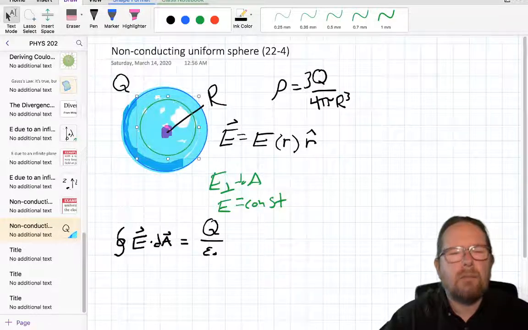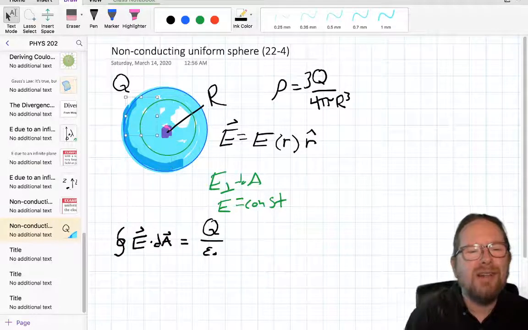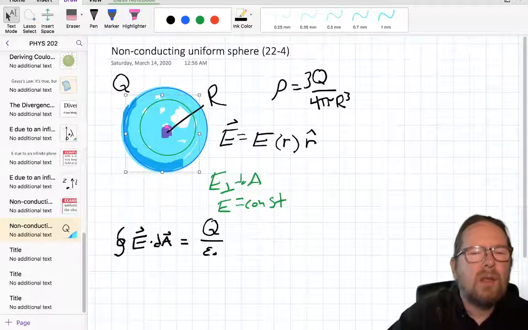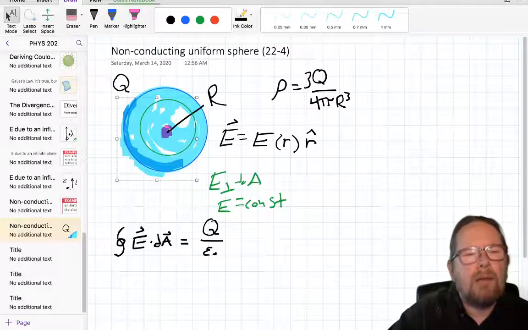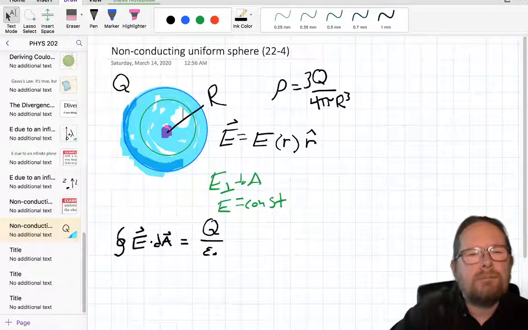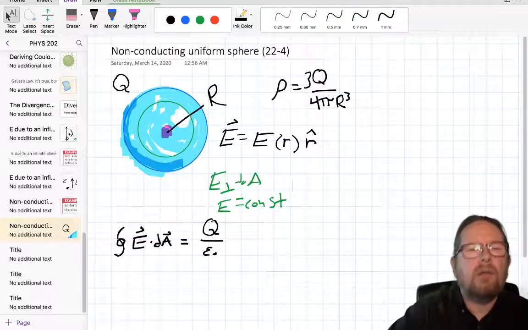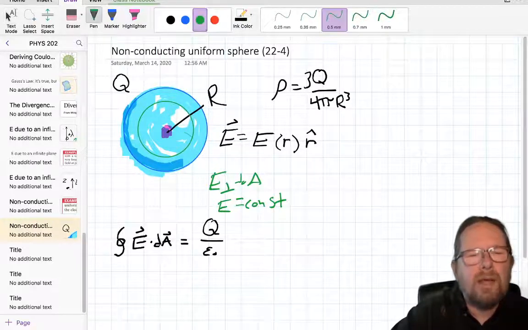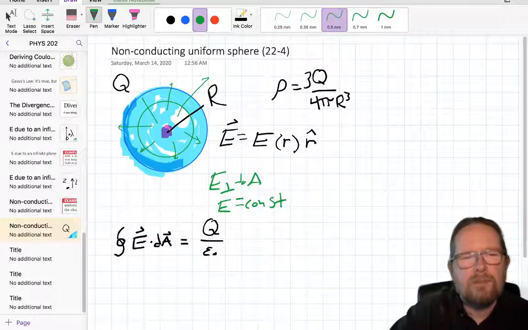inside the sphere, if we put an imaginary sphere inside the actual sphere, that the electric field everywhere should be perpendicular, and that the electric field should be constant everywhere on the surface. Hopefully that's obvious, that the electric field inside is still radial. The symmetry of the problem doesn't allow there to be any theta or phi dependence.